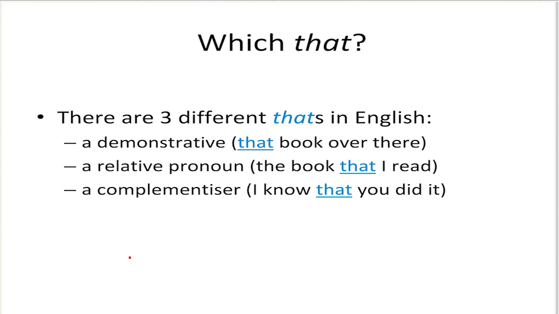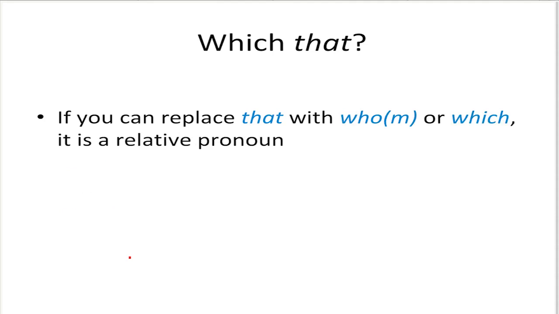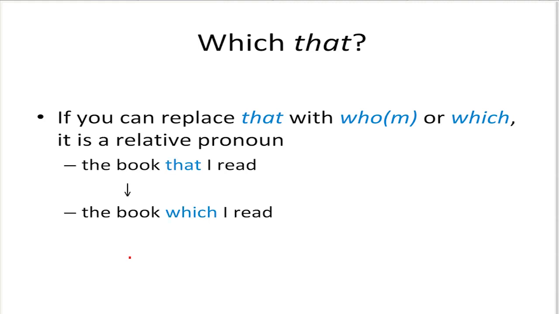Now these words sound the same, but they're actually quite different in what they do. And here's how you tell them apart. If you can replace "that" with "this," then it's a demonstrative. So instead of "that book," we could say "this book." If you can replace "that" with "who" or "whom" or "which," then "that" is a relative pronoun. So instead of "the book that I read," we could say "the book which I read." But the relative pronoun can't be replaced by "this." You can't say "the book this I read."